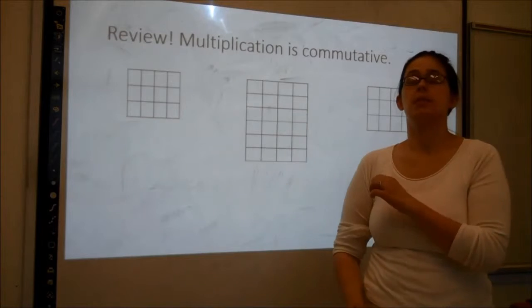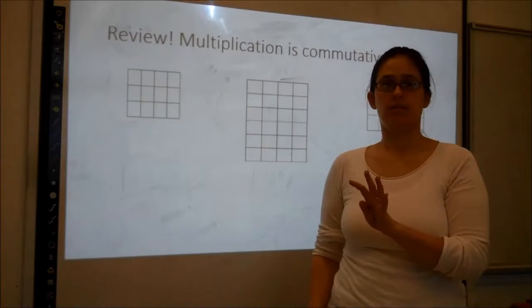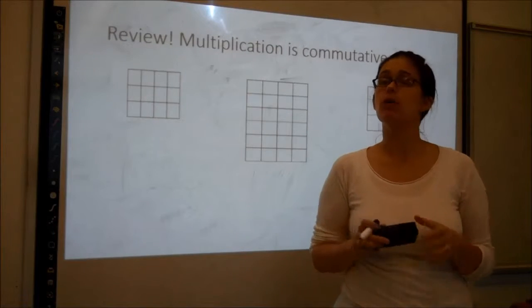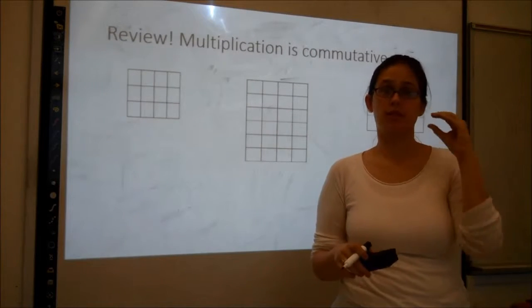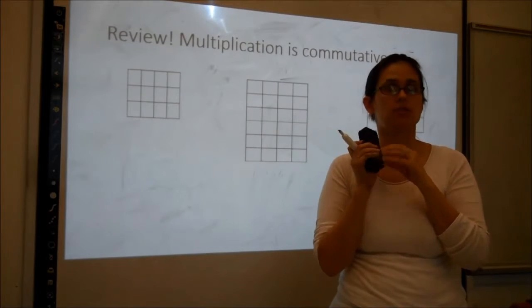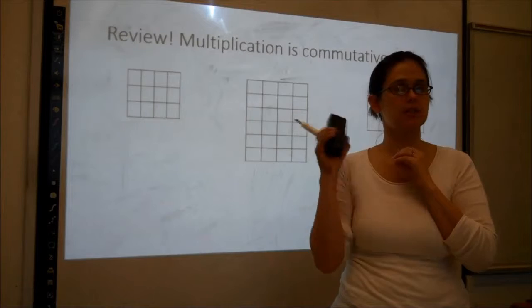Today our goal is to be able to write 4 facts that are related in the division multiplication family. Now yesterday we already learned how to write 2 facts. We learned to write the division and then its opposite multiplication. Right? So today we're going to write 4: 2 division facts and 2 multiplication facts.